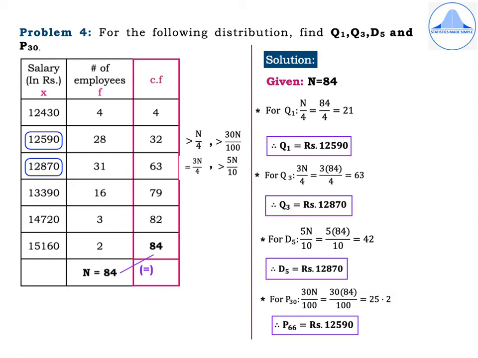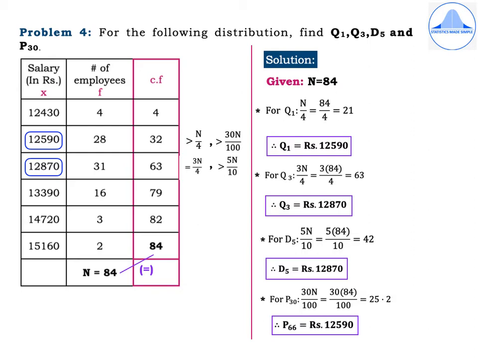Now the first step is to mark salary in rupees as X, number of employees as F, calculate capital N, which is 84. Now accumulate the frequencies and we get 4, 32, 63, 79, 82, 84, and you see that capital N matches with the last CF value in the table. Now under solution, write given capital N equal to 84.